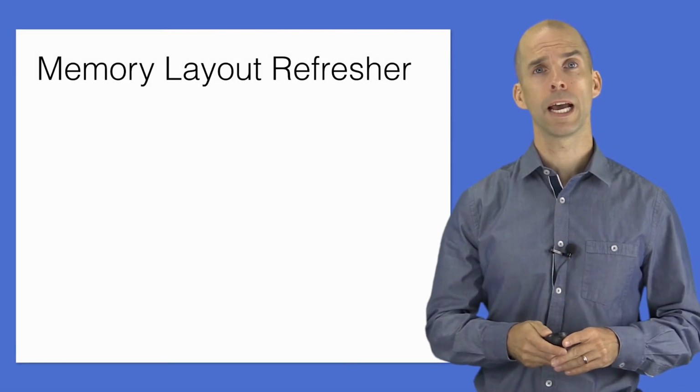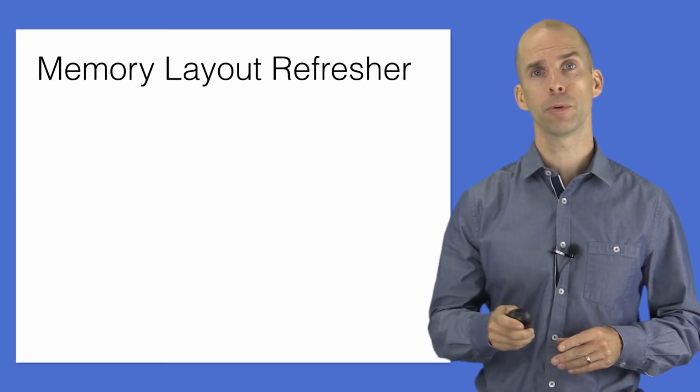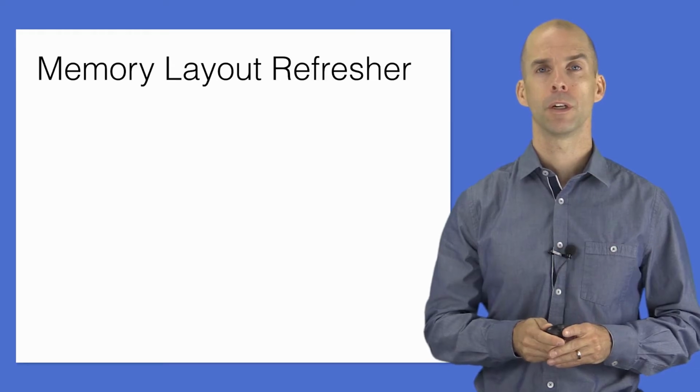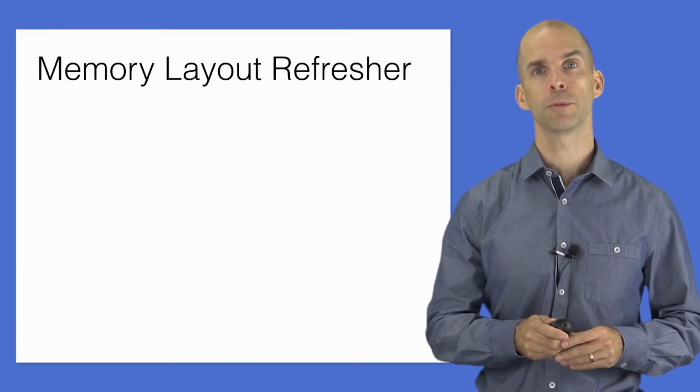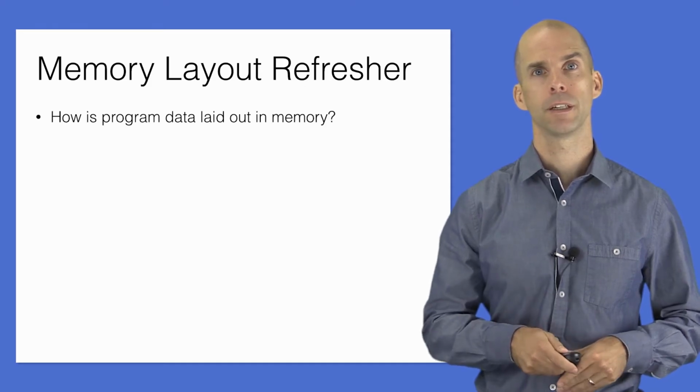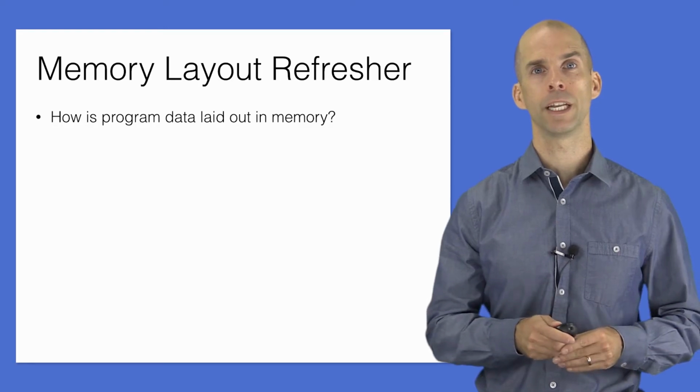Before we can talk about how buffer overflows work, we need to review some details about how you run a program on a modern computer. For understanding buffer overflows, we're particularly interested in how programs are laid out in memory. We will consider where the program code and its data are located in memory.